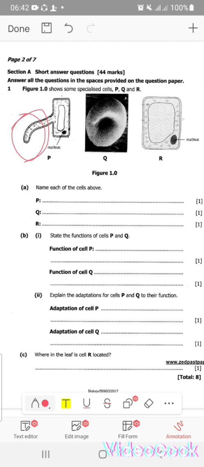Then the adaptation of cell Q. Remember, cell Q is the red blood cell which is used to transport oxygen to all parts of the body. So its adaptation is that it has a red pigment called hemoglobin, which absorbs oxygen from the lungs during gaseous exchange.